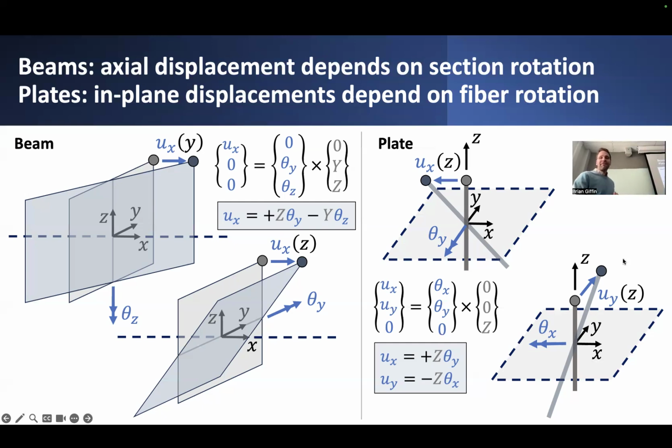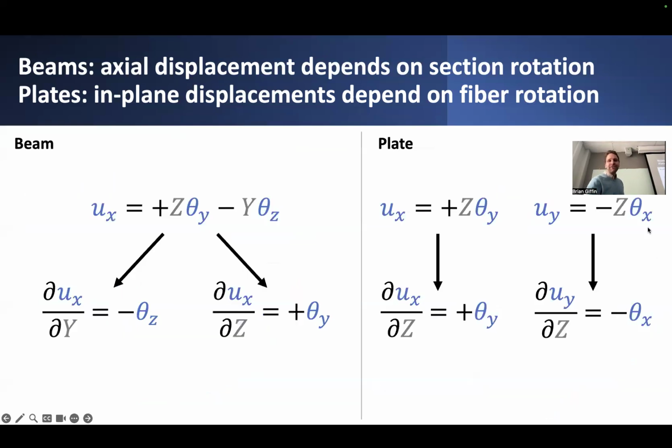All right, so that's the main takeaway from kinematics and how we represent things and how we relate assumed rigid deformations of either the cross-section or the fiber to resulting in-plane or axial deformations of beams and plates. Now, what can we do with this? Once we've established this relationship, either the axial displacement in a beam that varies as a function of position on the cross-section, or the in-plane displacement of some point along some vertical fiber orientation that varies as a function of position z.